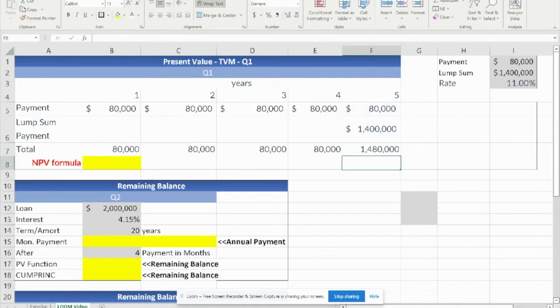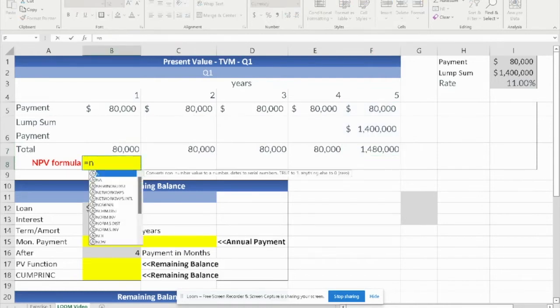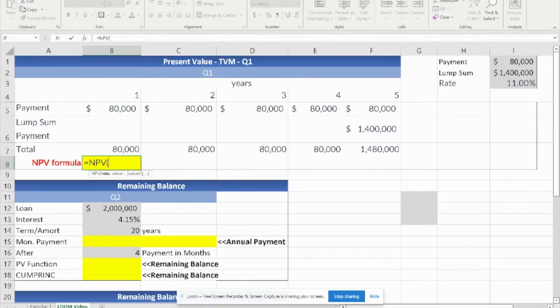And to calculate the net present value, I'm going to use the net present value formula, which is NPV, tab, open parens. Excel does a very good job at telling you what you need to put in these functions that are already built in. It's telling you to get the rate. The rate happens to be 11%. Since it's an annual rate, you don't need to divide by 12, and you hit comma, begin with the first year of value, drag it across to year 5 and close paren.